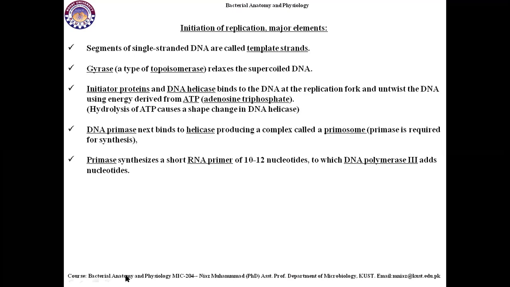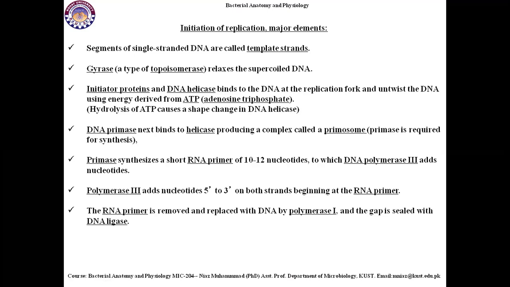To which DNA polymerase 3 adds nucleotides. Polymerase 3 adds nucleotides in direction 5' to 3' on both strands, beginning at the RNA primer. So it is the limitation of polymerase 3. It adds nucleotides from 5' direction to 3' on both strands, beginning at the RNA primer.